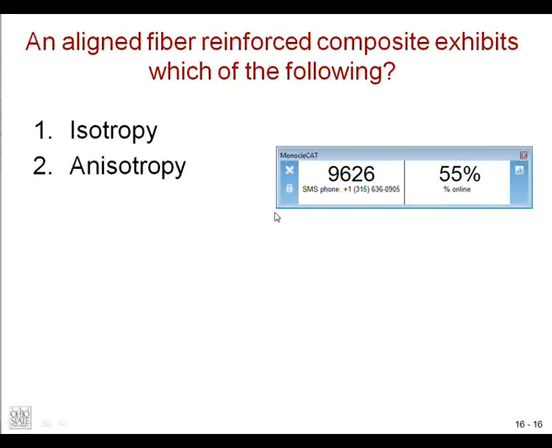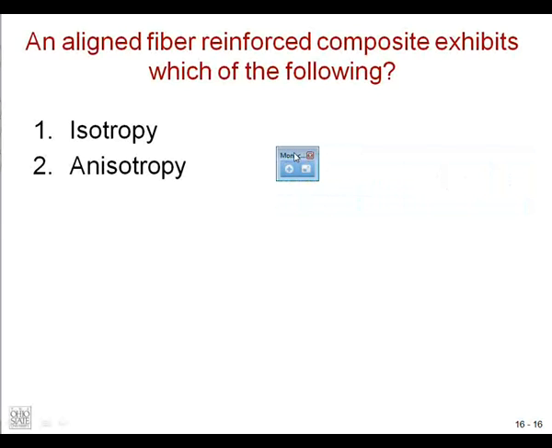Anisotropy is where the properties are, only about 60% of the class here. Because it's so nice out, right?